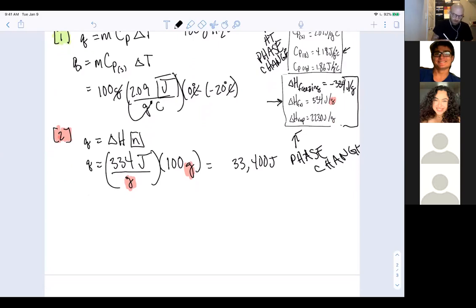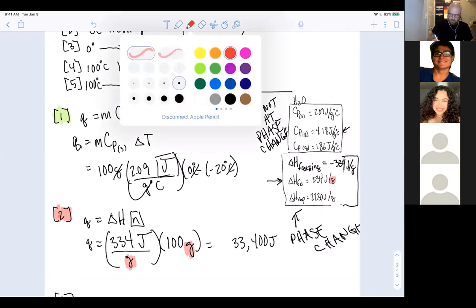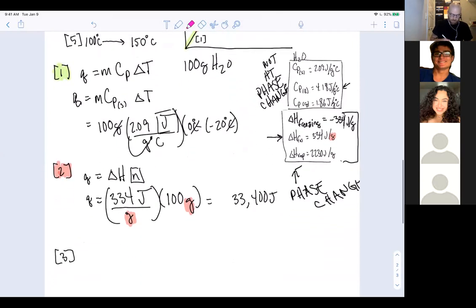Okay, so then we go to process 3 here. And now you'll start to get some feeling of what I'm saying, where it's just kind of the same thing over and over again. So here, Q again is going to be equal to M times C sub P, but now we actually do use the liquid one. And delta T.